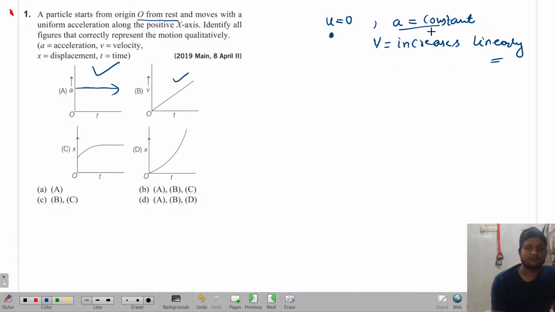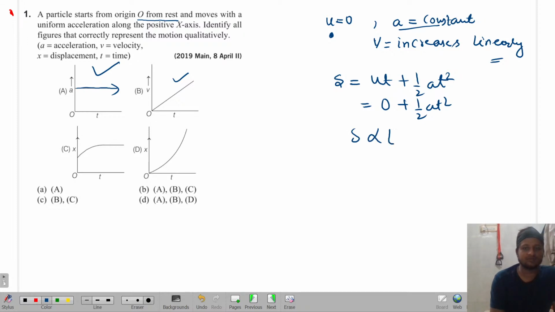Now try to see, if acceleration is there, initial velocity is there, so displacement is given as what? Ut plus half a t square. Since initial velocity is 0, that will be equal to half a t square over here. So displacement is directly proportional to t square. Now you know that if y is directly proportional to x square, we have a parabolic kind of equation. Yes or no? So here x with respect to t graph is also a parabola. So option C is also correct.